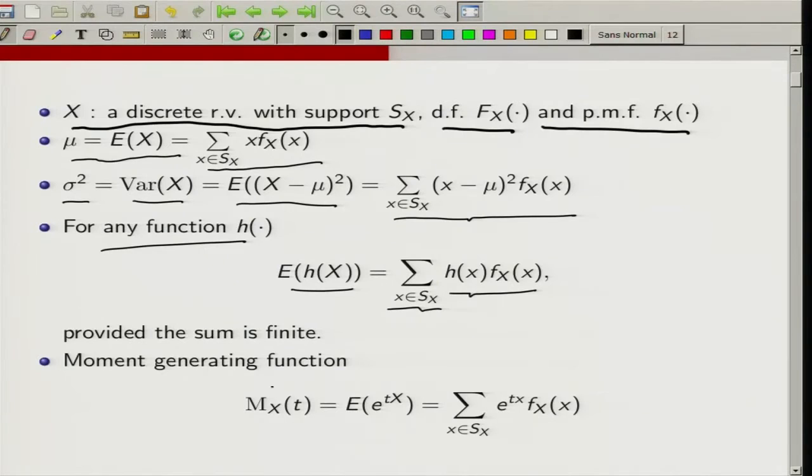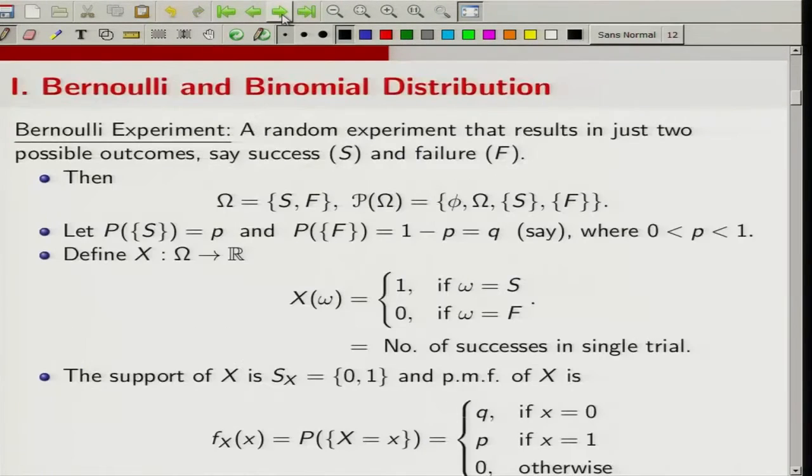We also know that the moment generating function is given by M_X(t), which is the expected value of e to power tX, which is the summation over x belonging to S_X of e to power tx f_X(x), wherever this sum is finite. So for whatever values of t this sum is finite. So this is a general setup for a discrete random variable.